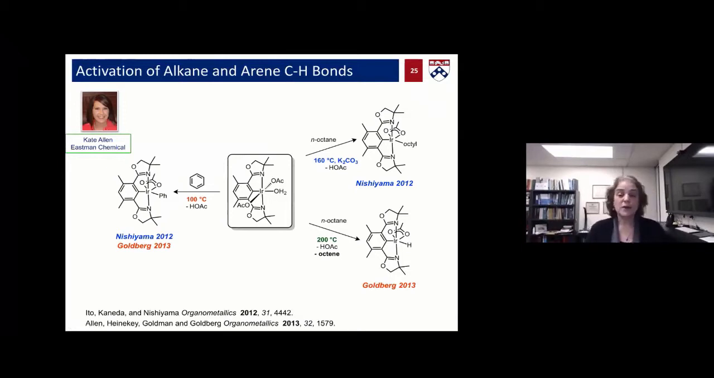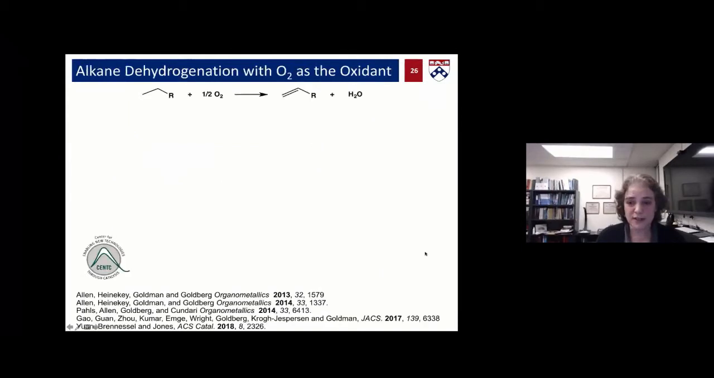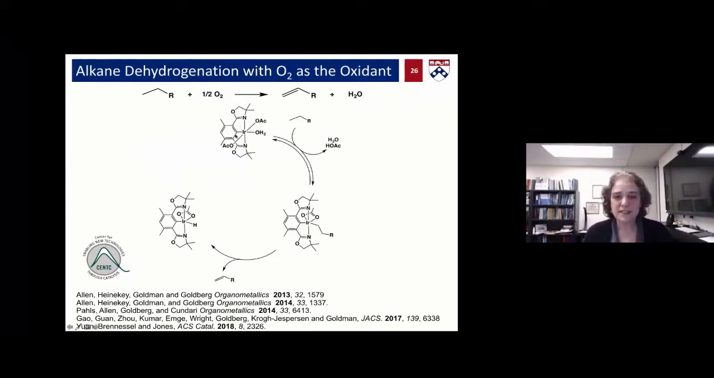So if we put those two steps together, doing the beta hydride elimination, and now remember, this is the hydride complex that reacts with oxygen, what you find is you actually have a potential cycle to do alkane dehydrogenation with oxygen as the oxidant. So we have the bis-acetate complex, which activates the CH bond to form the octyl, then beta hydride elimination to form the hydride, and then oxygen interaction to form the bis-acetate complex again.